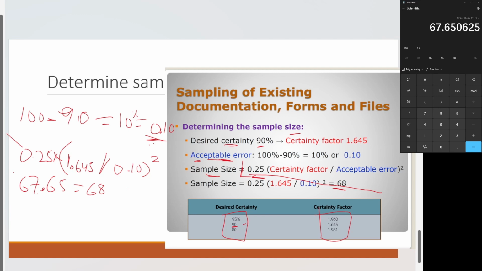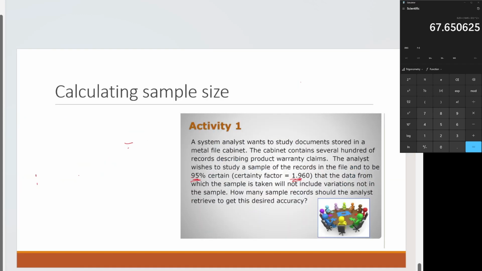Okay, let's look at another example, which has been given to us in the slide. Okay, so I've been given certainty factor, which is 95. We want to get acceptable error, which will be 100 minus 95. This is 5%. This is going to be 0.05.